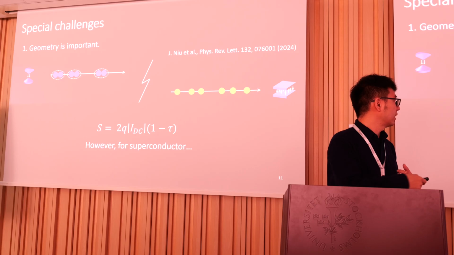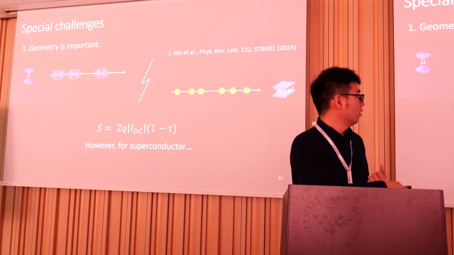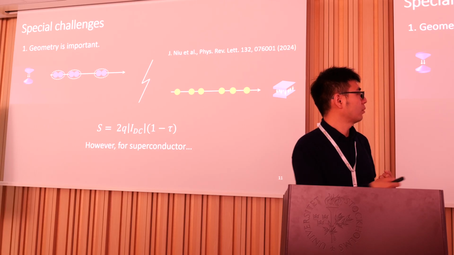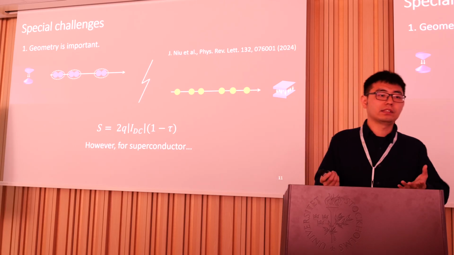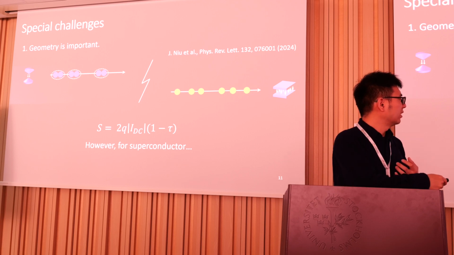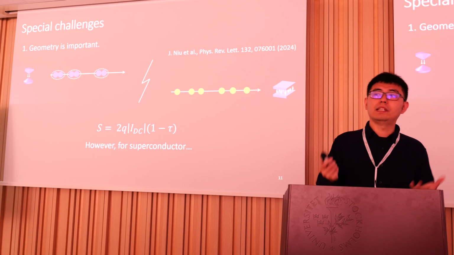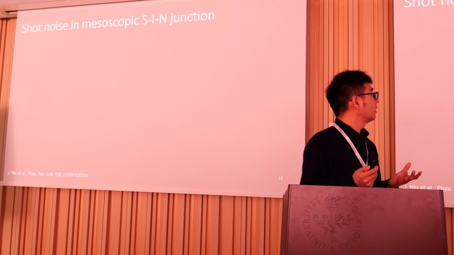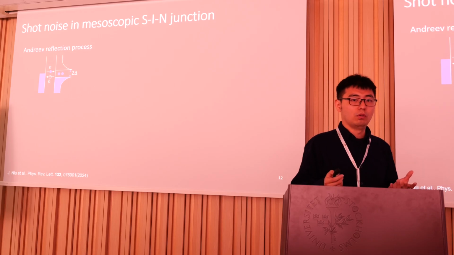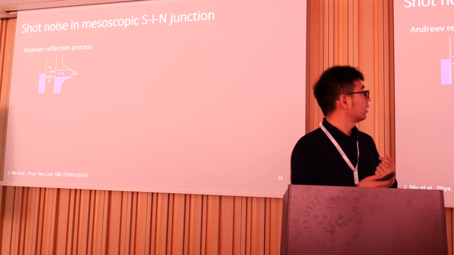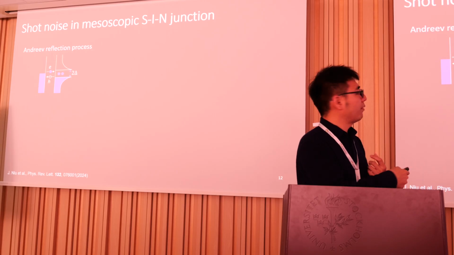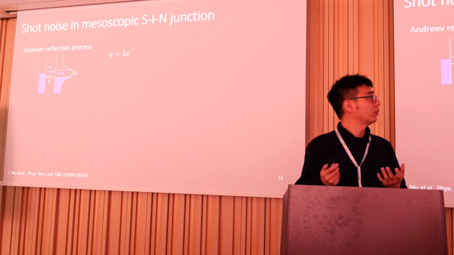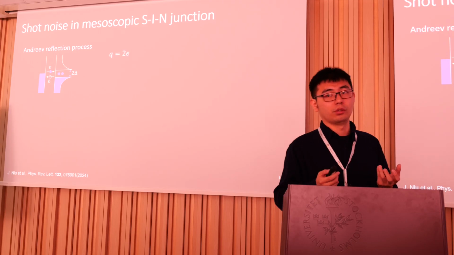We can simply understand this with the equation I showed you. Usually, the power is proportional to 2qI times (1 minus tau). Usually, we fabricate a nice tunnel junction to make sure tau is small, and then it becomes simple. But if you use this in superconductors, the results will be different. We can understand it like this. When we have a tunnel junction with an insulator, usually we will have Andreev reflection when we have an inside spin gap. And this Andreev reflection will give us shot noise equal to 2e.